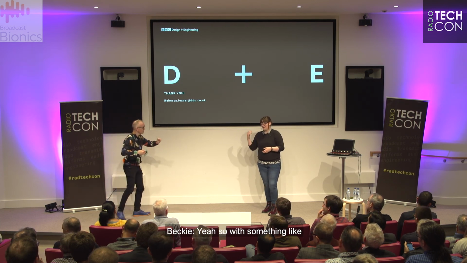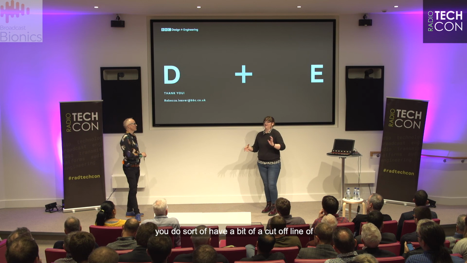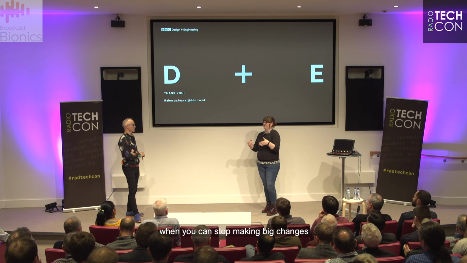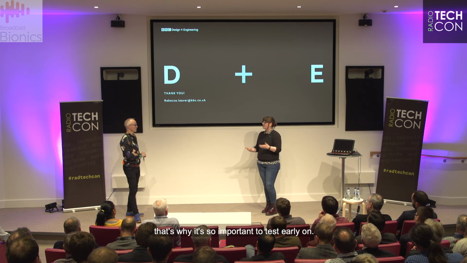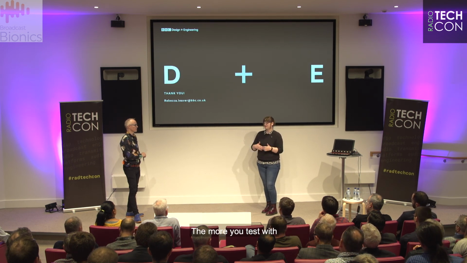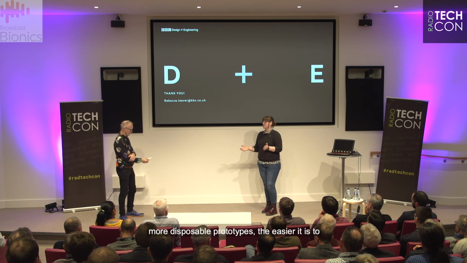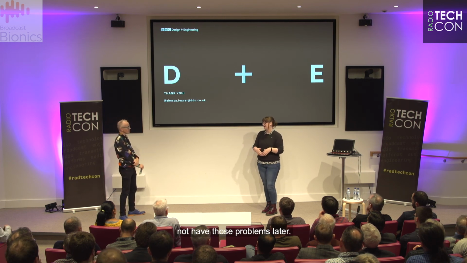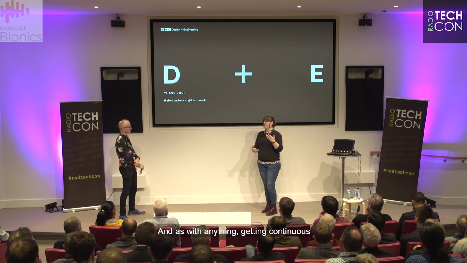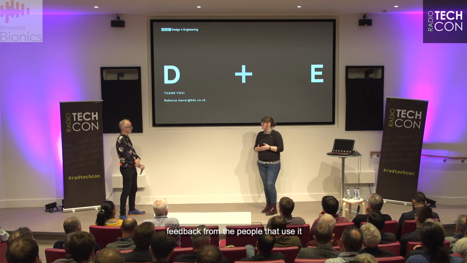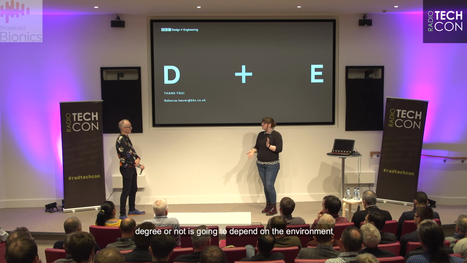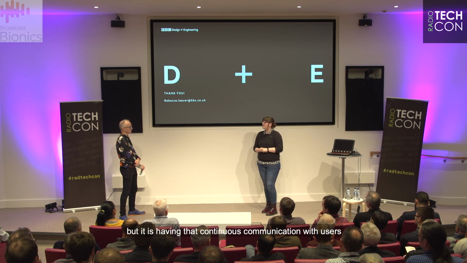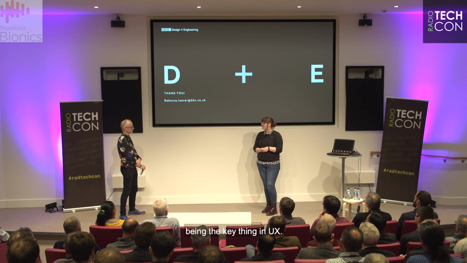Yeah, so with something like a studio or a physical piece of equipment, you do have a bit of a cut-off line of when you can stop making big changes. And that's why it's so important to test early on. So the more you test with more disposable prototypes, the easier it is to not have those problems later. And as with anything, getting continuous feedback from the people that use it is always going to be valuable. Whether you can change things to a great degree or not is going to depend on the environment. But having that continuous communication with users is the key thing in UX.